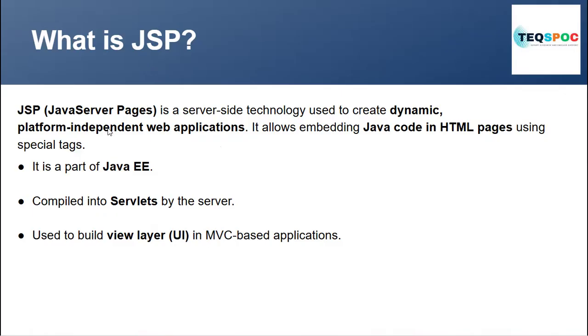So what is a JSP? JSP stands for Java Server Pages. Earlier it was known as JavaServer Pages, now it is known as Jakarta Server Pages. JSP is a server-side technology used to create dynamic, platform independent web applications. It allows the embedding of Java code into an HTML page.